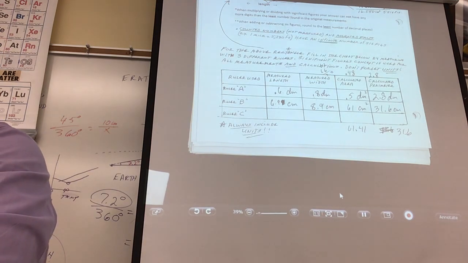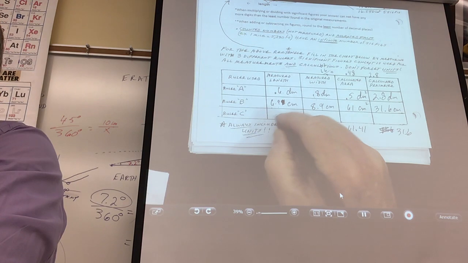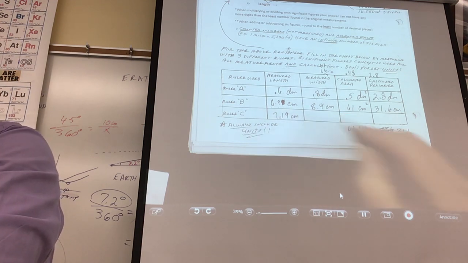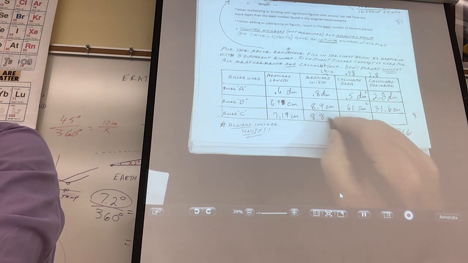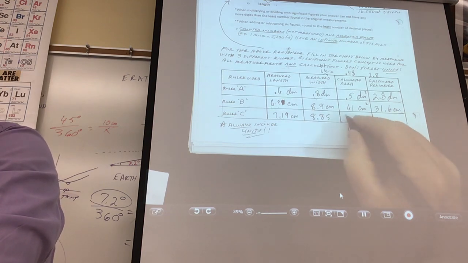Volunteer for the third one. Yes. So, for width, I had 7.19. Centimeters? Yep. And then that was length, and width is 8.85. Say it again. Width is 8.85. 8.85? Yep. What's the calculator give you?